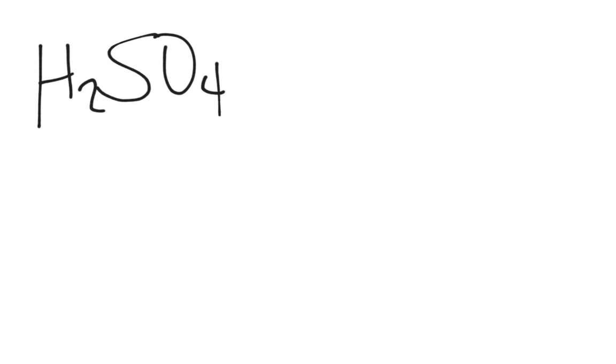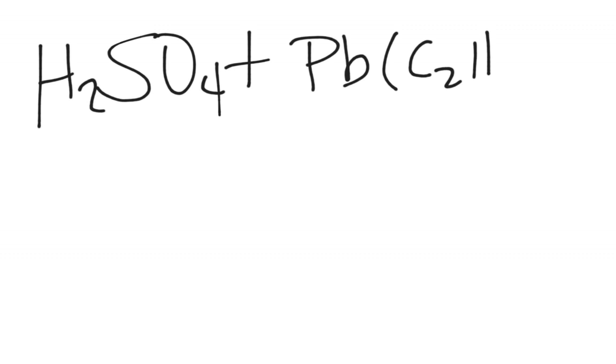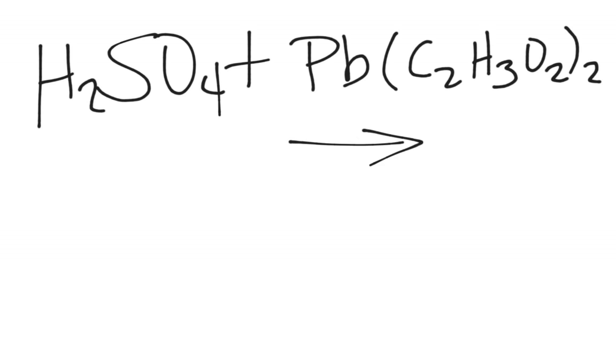It's not hydro, so we know that it's not just sulfur. It's the polyatomic ion, SO4, and that's got a 2 minus charge, so that's going to be H2SO4. That is going to react with lead-2 acetate. So my lead is going to have a charge of +2, and acetate is C2H3O2. That has a 1 minus charge, so I'm going to have 2 of those.